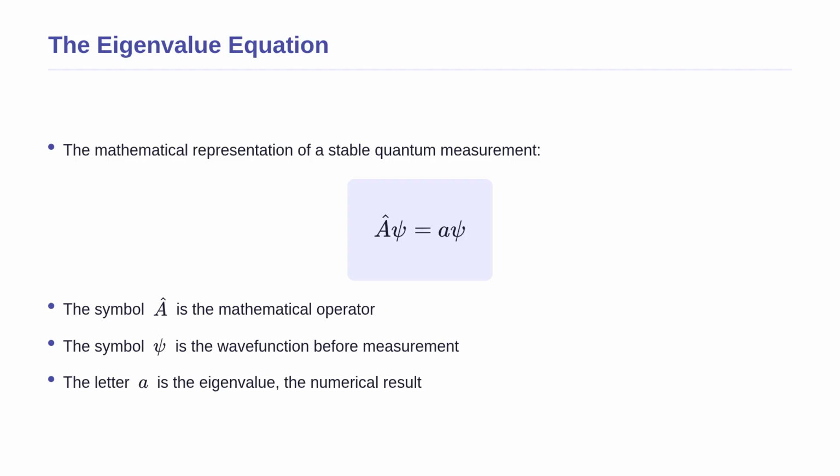Conceptually, this formula shows that measuring a property does not destroy the fundamental state of the electron. In this equation, A hat is our mathematical operator representing the property we want to measure. The symbol psi is our wave function representing the state of the electron before measurement. The lowercase letter a is the eigenvalue, which is the actual numerical result of our measurement, like a specific amount of energy. Operating on the wave function gives us our measurement value multiplied by the unchanged wave function.